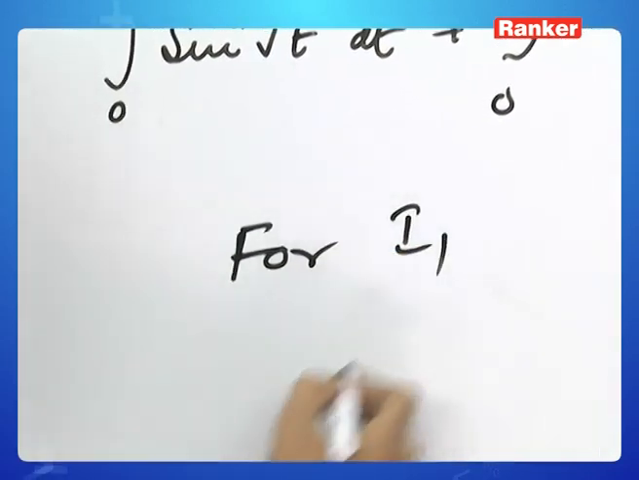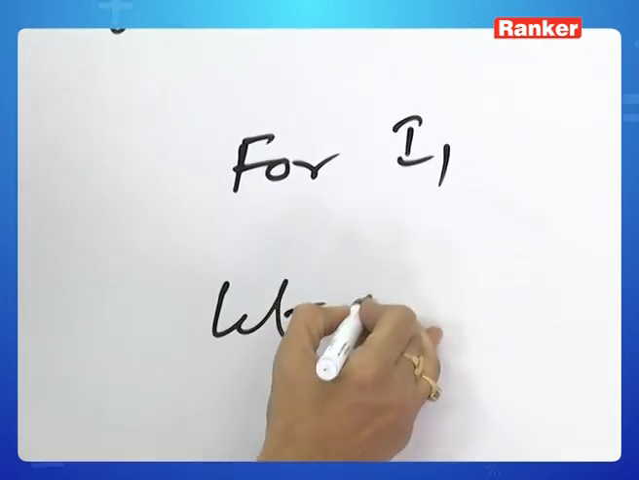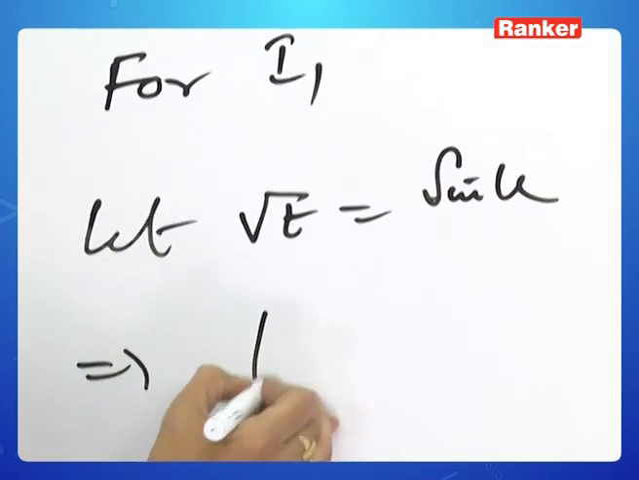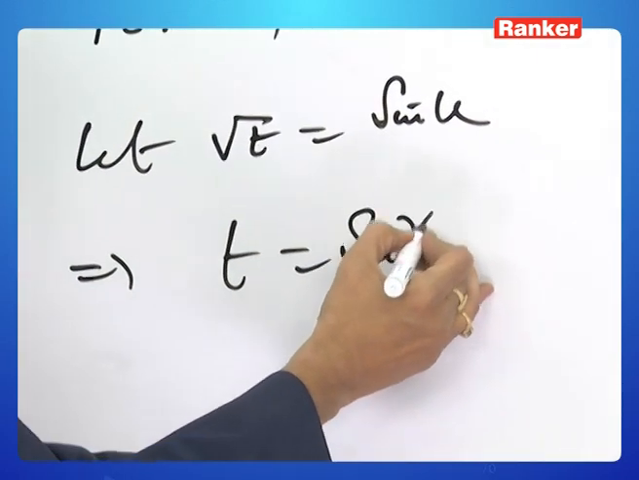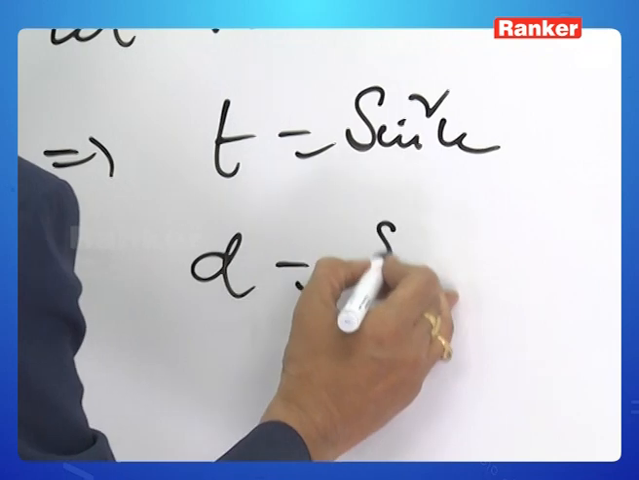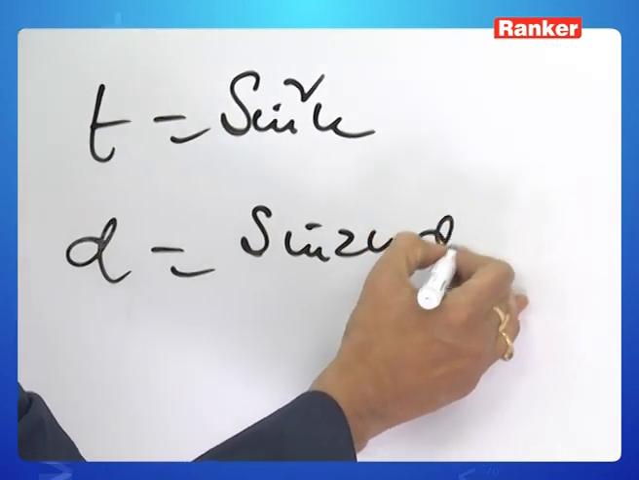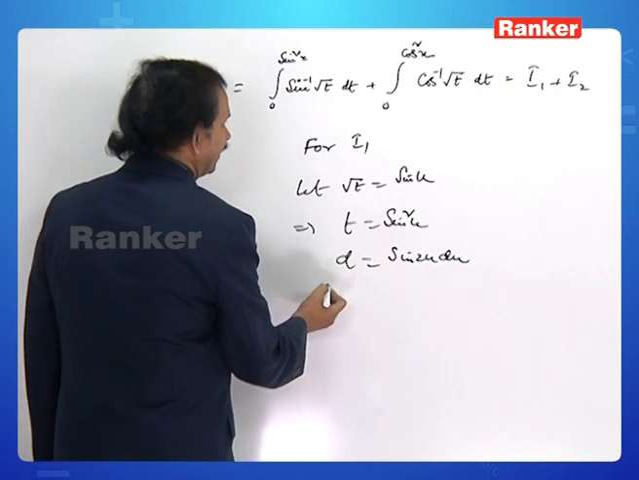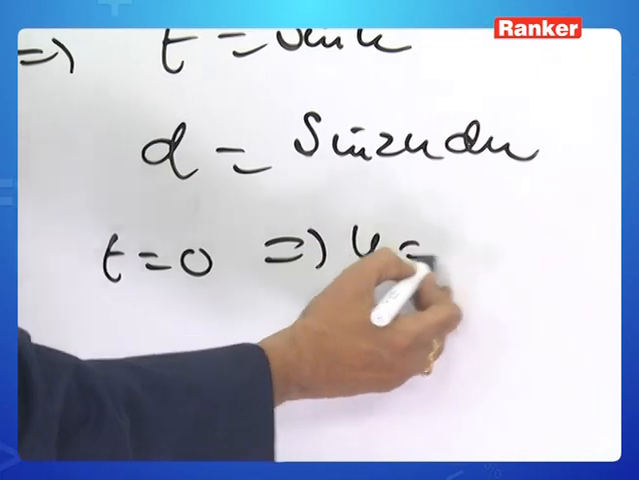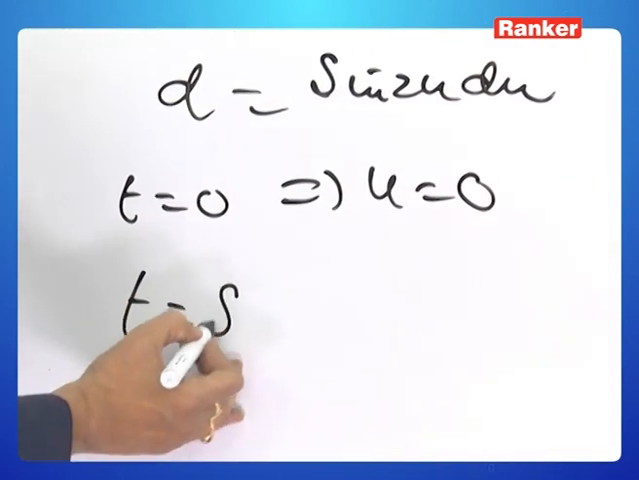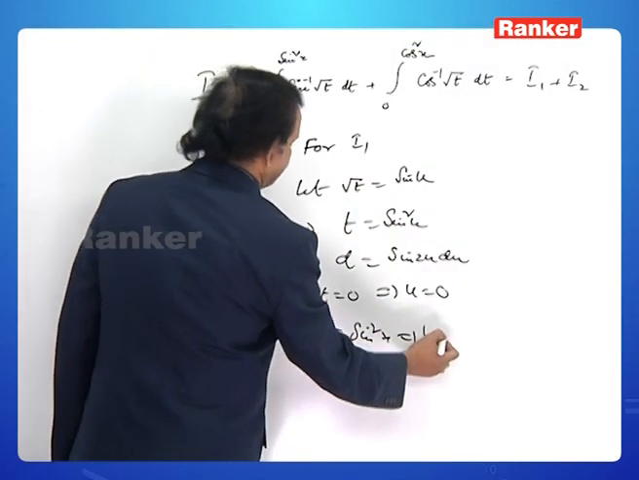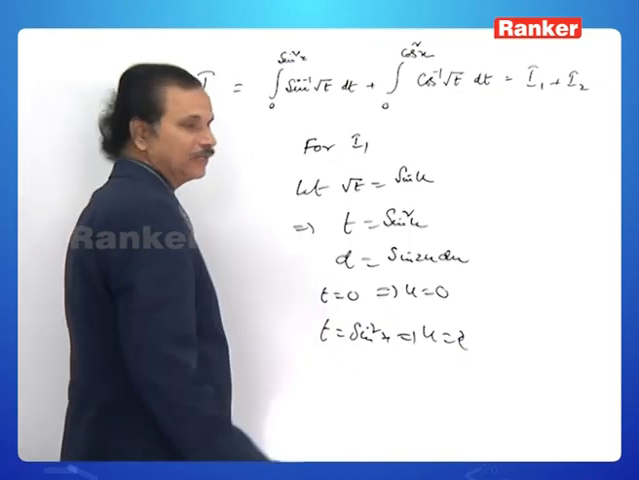For I1, let root t is equal to sine u, so t is equal to sine square u, dt is equal to 2 sin u into cos u, that is sin 2u du. Moreover, what about the limits? If t is equal to 0, sin u is equal to 0, then u is equal to 0. If t is equal to sin square x, then sin square u is equal to sin square x, then u is equal to x.